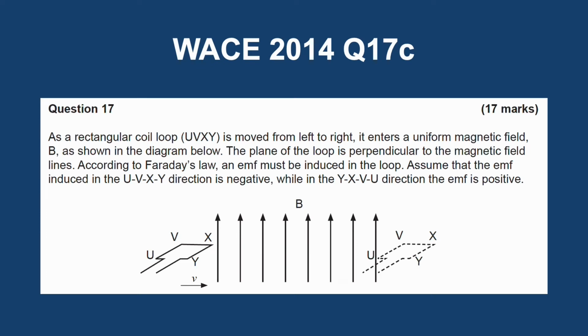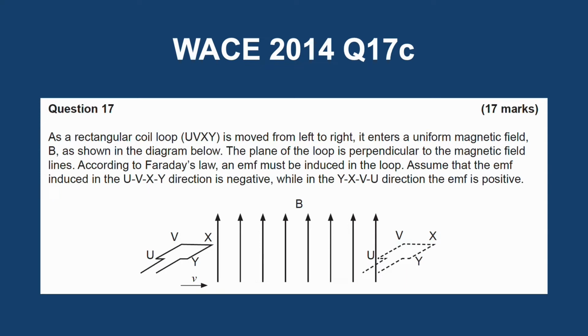Hi everyone. Recently I was asked to look at WACE 2014 question 17c. As a rectangular coil loop UVXY is moved from left to right, it enters a uniform magnetic field B as shown in the diagram. The plane of the loop is perpendicular to the magnetic field lines.